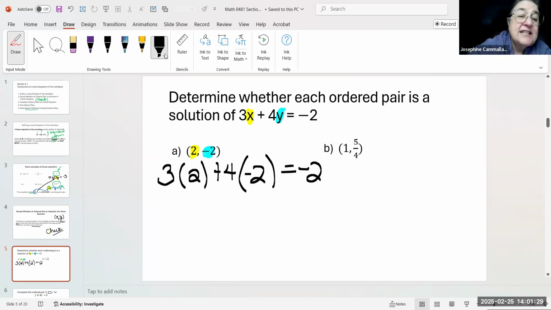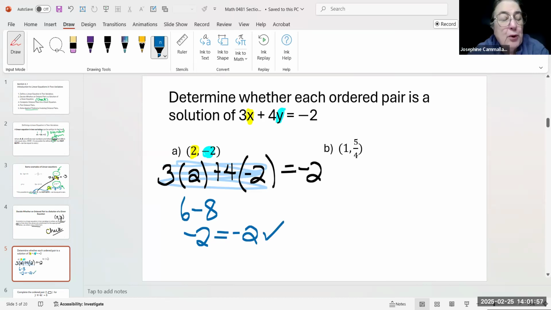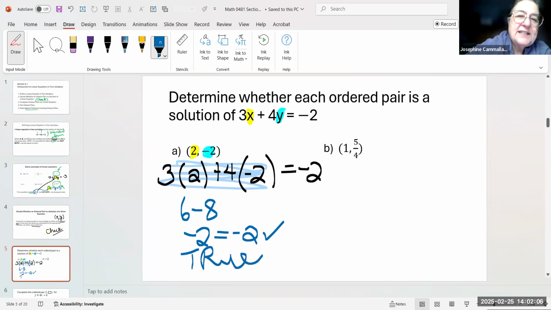Now, the key is, does this side, when I put it together and combine terms, equal -2? Well, as we're going to find out, this is 6 minus 8, or sure enough, -2 is equal to -2. And you might notice if you have your textbook, they put a little check after it. Okay, that indicates that this is a true statement, and it is a solution.